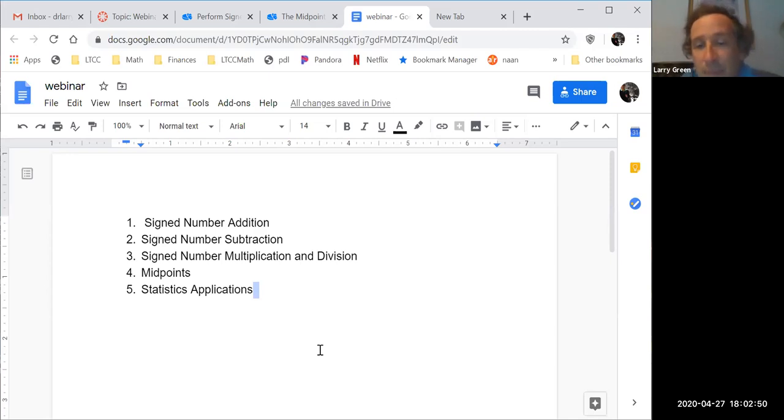There's lots of applications of both signed numbers and midpoints. So we're going to be talking about them. And a big piece of this class is to get used to the vocabulary of statistics, the big topics that come up in stats. It's basically an excuse to go through the vocabulary, the signed number arithmetic, and midpoints.